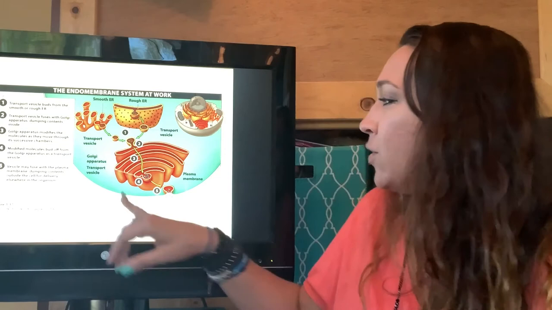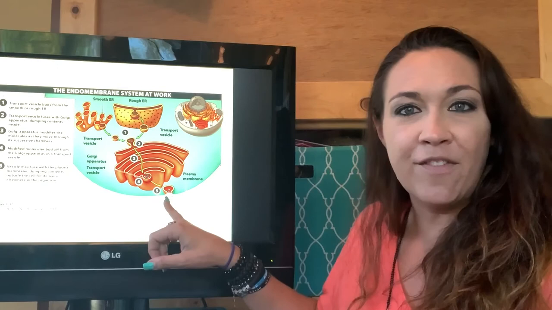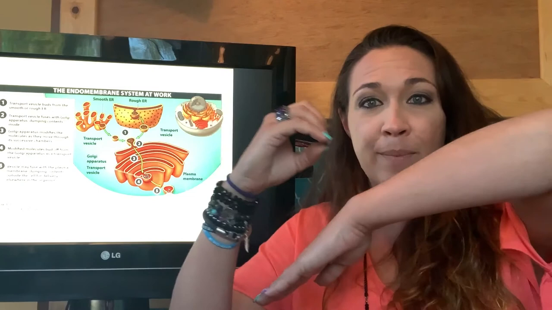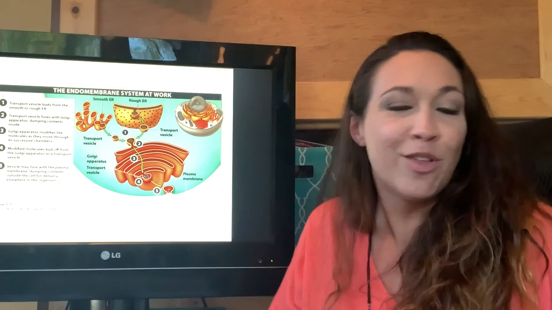So then it's going to send it again out one of these little vesicles, and it's going to basically send the vesicle to the plasma membrane. Now remember, all of these are made out of membrane. So the plasma membrane and this membrane are the same thing. Once the vesicle attaches to the membrane, it kind of just opens up and fuses to it and becomes the membrane. They're not separate.